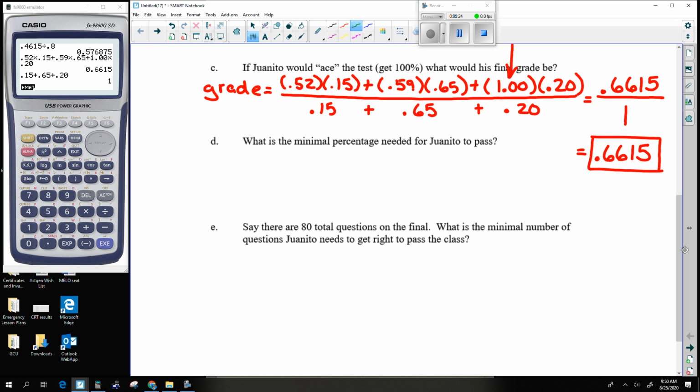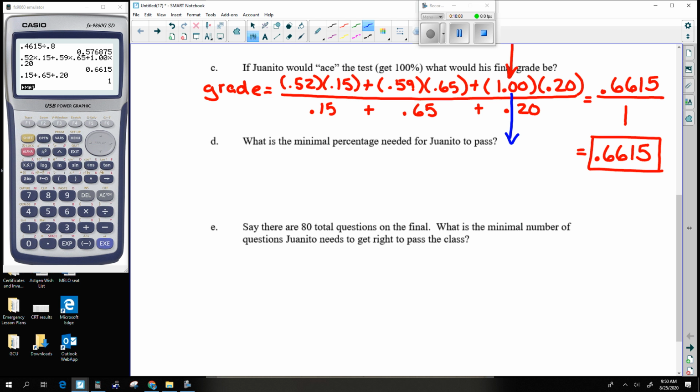Okay, what is the minimal percentage needed for Juanito to pass? This is referring to that final. What would be the minimal percentage that Juanito would need to pass the class? All right, so using the last question kind of as a reference, we need to change up two different things of this equation to solve this question. First thing that we need to change up is one, Juanito is no longer going to have a 100%. This is the question that is being asked. What is that number? What is the smallest number for Juanito to pass?